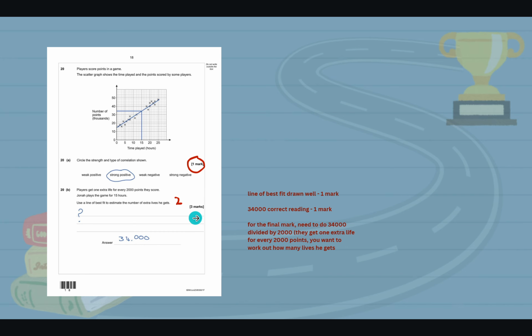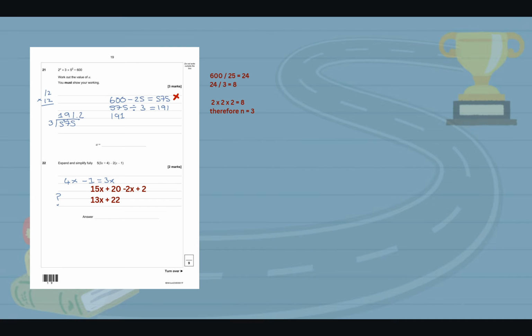For the bottom question, it was 3 marks, saying players get 1 life for every 2,000 points they score. Jonah plays this game 15 hours. Use a line of best fit to estimate the number of extra lives he gets. So they've got 1 mark for doing the line of best fit, 1 mark for getting a correct reading of 34,000. For the final mark, they had to do 34,000 divided by 2,000 points, as the person in the game gets 1 extra life for every 2,000 points. So they wanted to work out exactly how many lives they get.